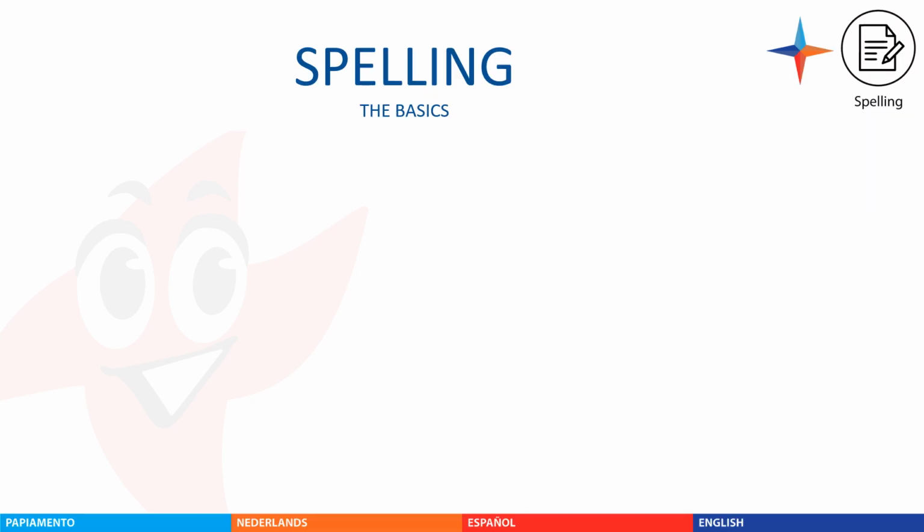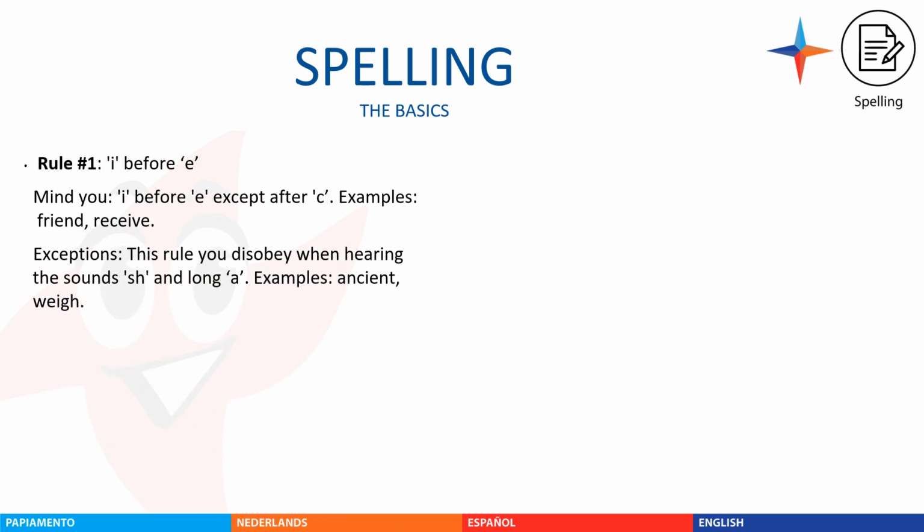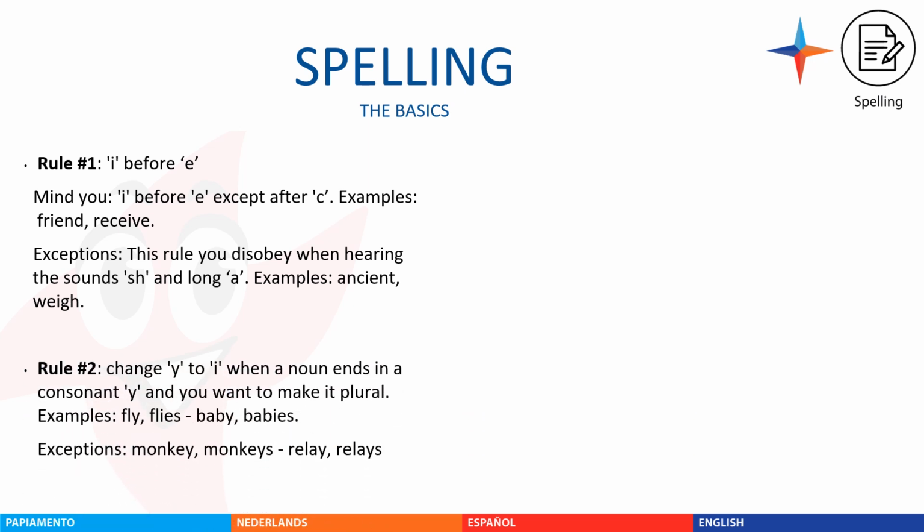There are 5 basic rules of English spelling. Some have been discussed already in previous videos. So, for example, rule number 1 about the I before the E we discussed already. The Y that changes into I, rule number 2, for example, babies with the IES. Well, when there is a vowel in front of the Y, it doesn't change, like in monkeys.